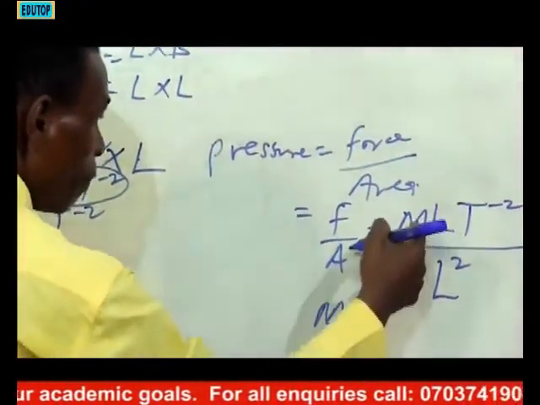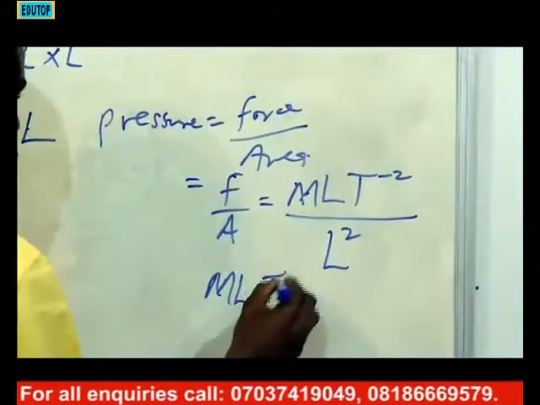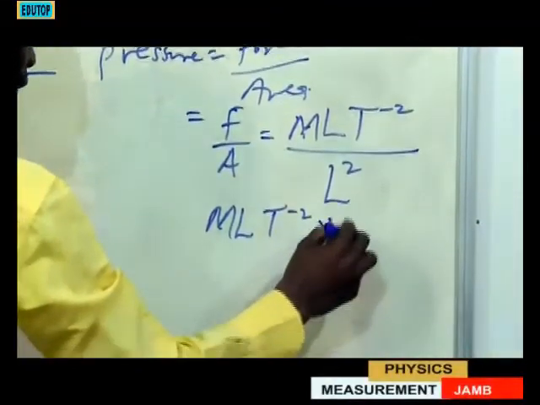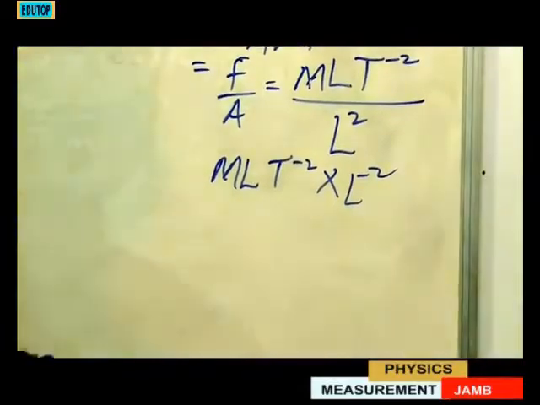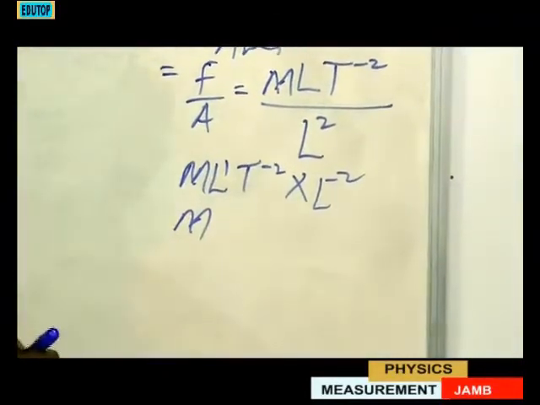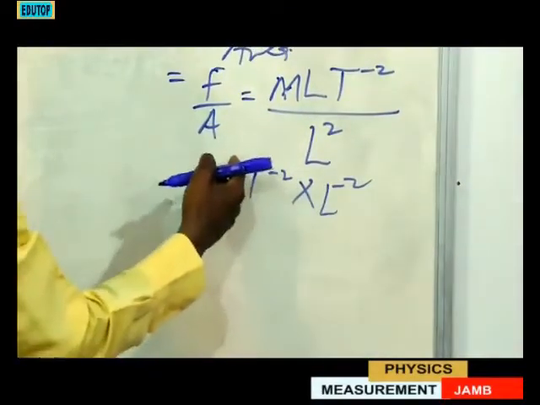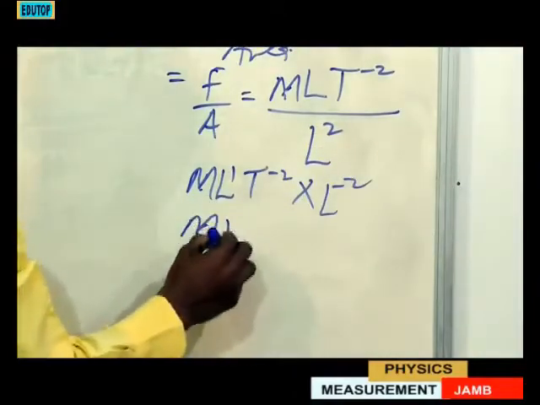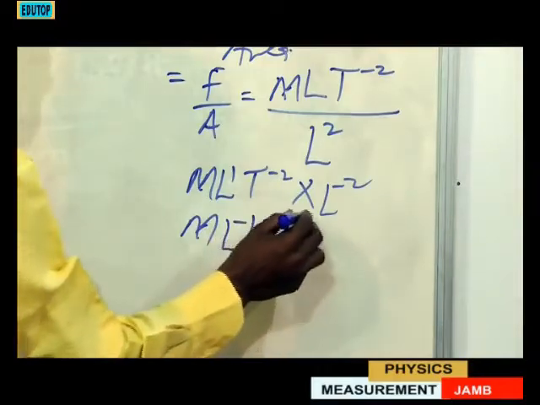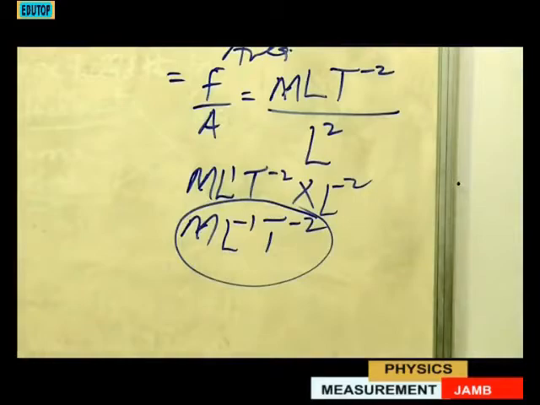So M L T raised to the power minus 2 over L squared. When this one moves up, we have L raised to the power minus 2. M, this is about 1. If you use the law of indices, this is number 1, this is minus 2, we have L raised to the power minus 1. Then we have T raised to the power minus 2. This is now the dimension of pressure.